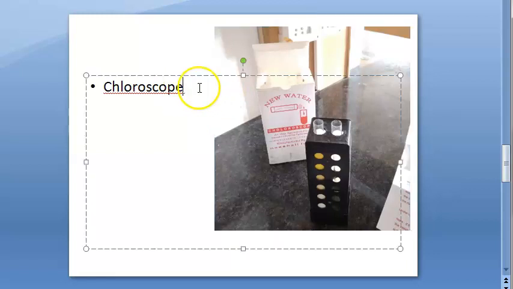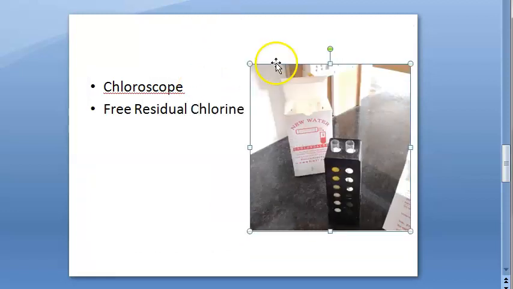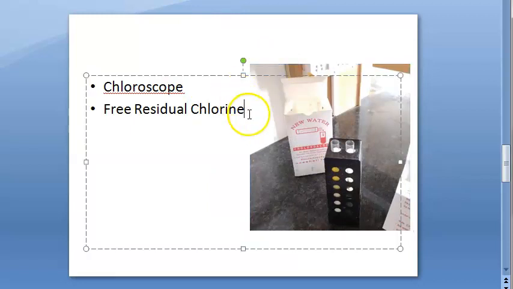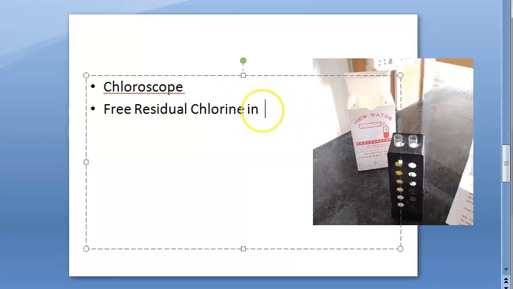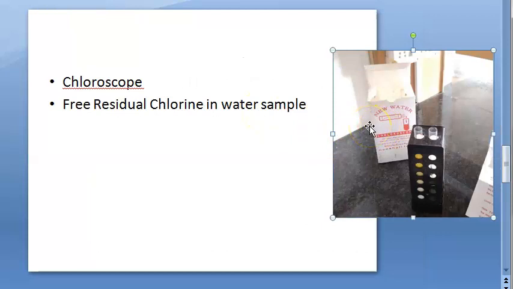So you are trying to look at what? Chlorine. Remember, free residual chlorine. You want to check the free residual chlorine in the water sample. How much chlorine is there in the water sample? Usually, after putting bleaching powder in the water and giving a contact period of 1 hour to disinfect the water, you want to check the free residual chlorine, right?